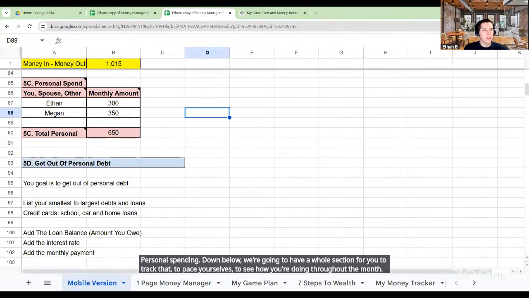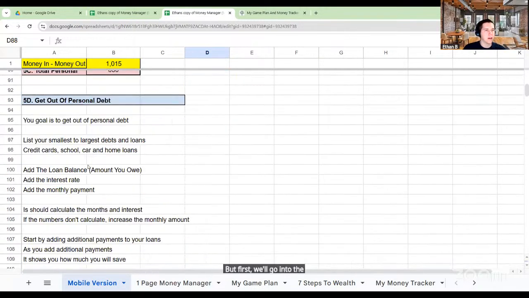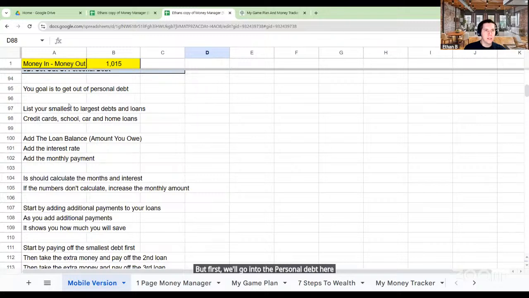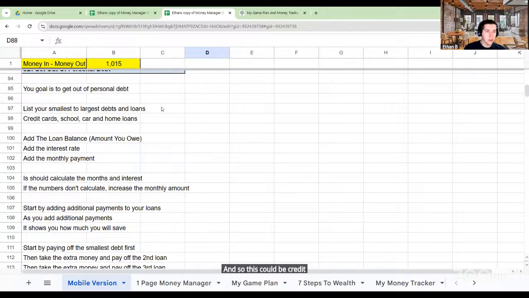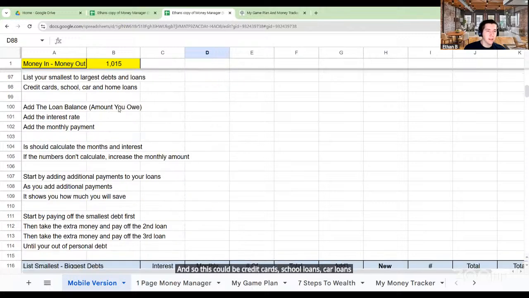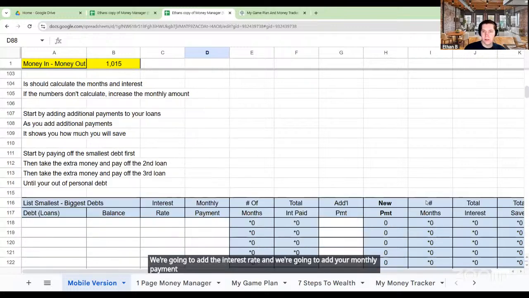But first, we'll go into the personal debt here. So you're going to go smallest to largest debts. And so this could be credit cards, school loans, car loans, home loans, anything like that. You're going to do how much you owe. And we're going to add the interest rate, and we're going to add your monthly payment. And then it's going to calculate all of your payments for you, and you can actually play around with it and see how you could pay your stuff off faster if possible.